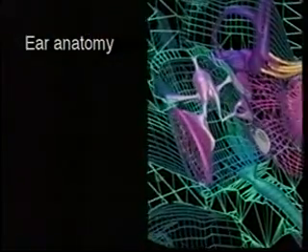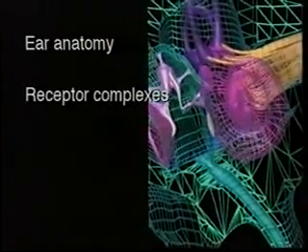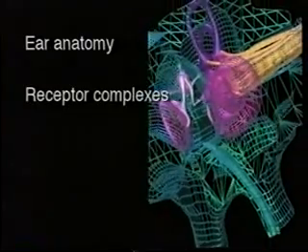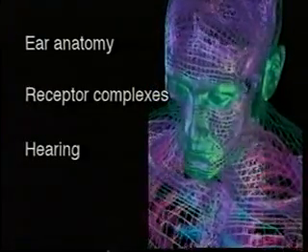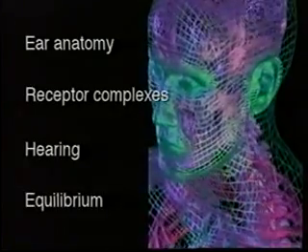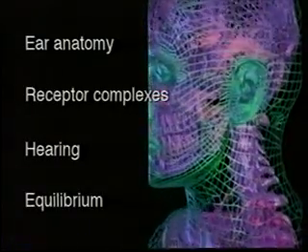First, we will examine the anatomy of the ear. Then we'll take a closer look at the receptor complexes of the inner ear. Then we'll describe the physiology of hearing and explain how our ears detect changes in equilibrium.